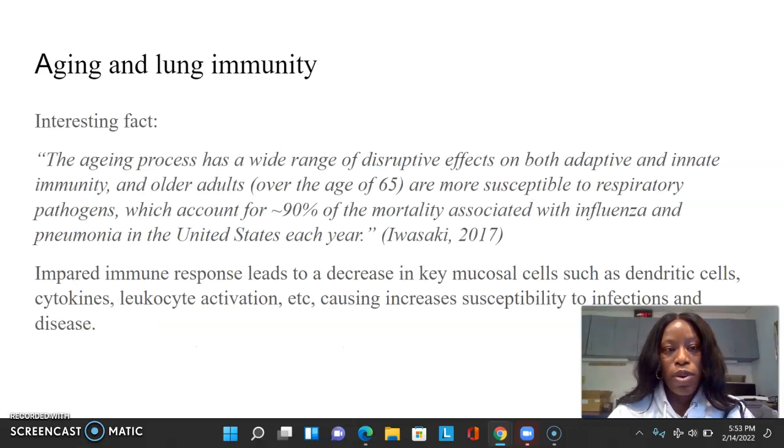An interesting fact that I came across is about aging in lung immunity. It has been shown that adults who are 65 and over are typically at a higher risk of respiratory pathogens and account for 90% of mortality associated with influenza and pneumonia in the United States every single year. It is shown that an impaired immune response leads to a decrease in key mucosal cells that can help protect against disease.